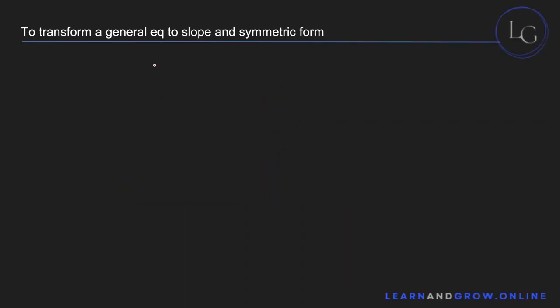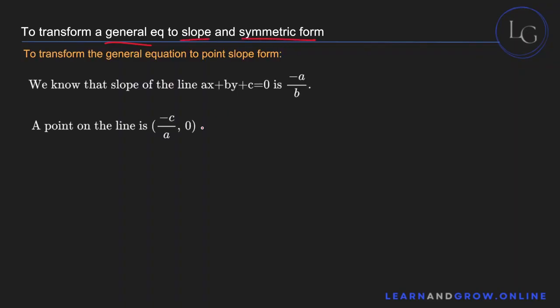Now let's transform a general equation to its slope and symmetric form. Let's see the slope form first. This is the general equation of a line. And now let's arrange it into the form y is equal to mx plus c, where m is the gradient and c is the y-intercept.